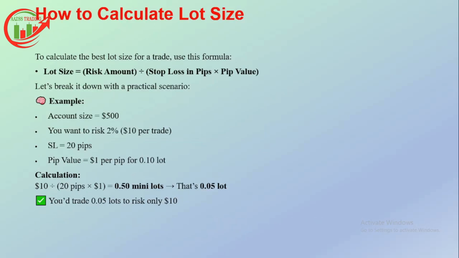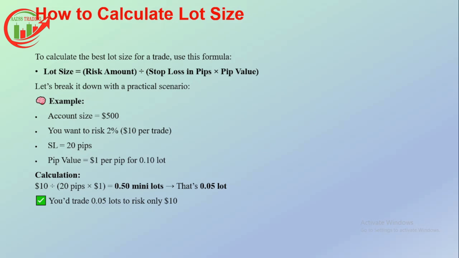How to calculate lot size. To calculate the best lot size for a trade, you use this formula. Lot size is risk per trade divided by stop loss in pips multiplied by pip value. Now let's break that down with a practical scenario. Example: you have an account size of $500.